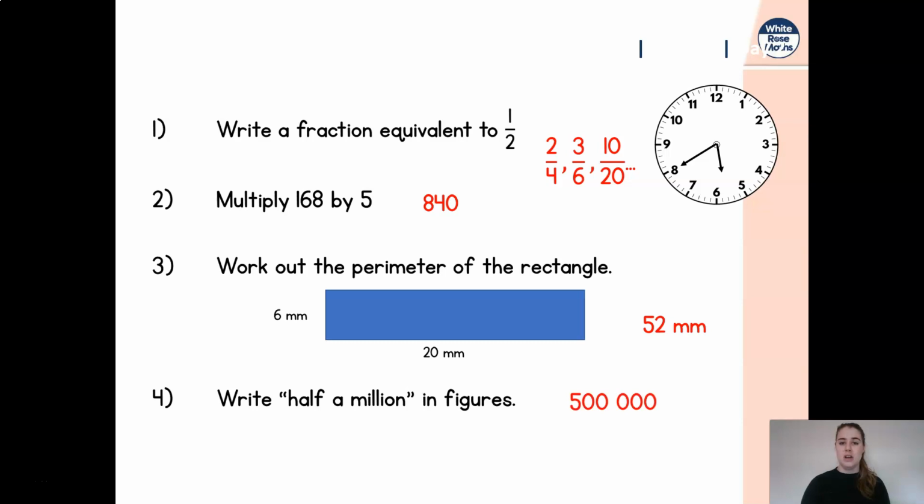Now, write 500,000 in figures. Okay, so it's going to be 500,000. Okay, so well done if you got those right. Any mistakes that you've made, go back and just double check them. Make sure you've got the correct answer so that you know where you went wrong for next time.